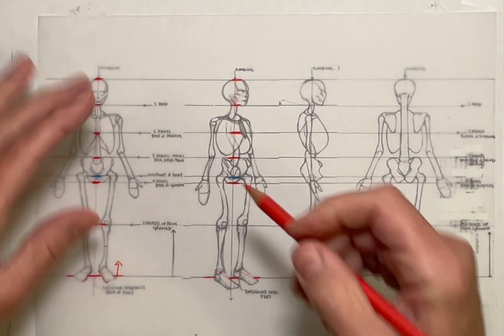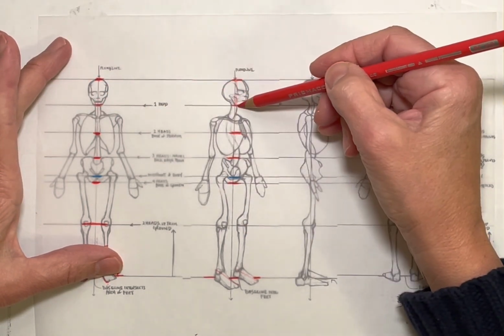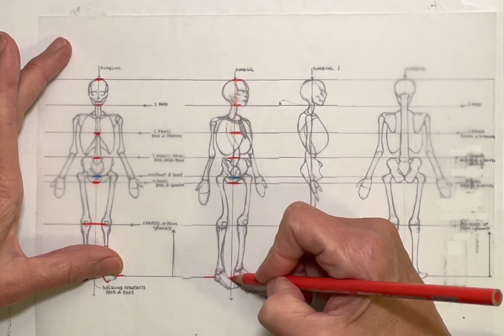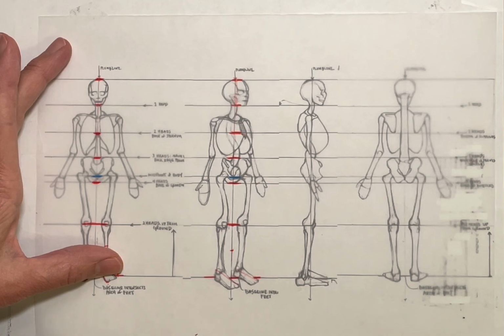And then once again, we can take that same head measurement, and notice how easy it was when they're side by side. You can just carry it all the way across. Take that same head measurement, come 2 heads up from the bottom, and hit the region of the knees.